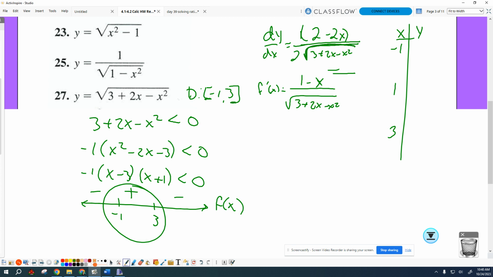So, all right, plugging things in to the original function, at -1, 3 minus 2 minus 1 is 0. At 1, 3 plus 2 minus 1, that's 4. Square root of 4 is 2. At 3, 3 plus 6 minus 9 under the square root is 0. So absolute maximum is 2, absolute minimum is 0. Where did they happen? The absolute minimums happened at the endpoints of negative 1 and 3. The absolute maximum happened at x equals 1.